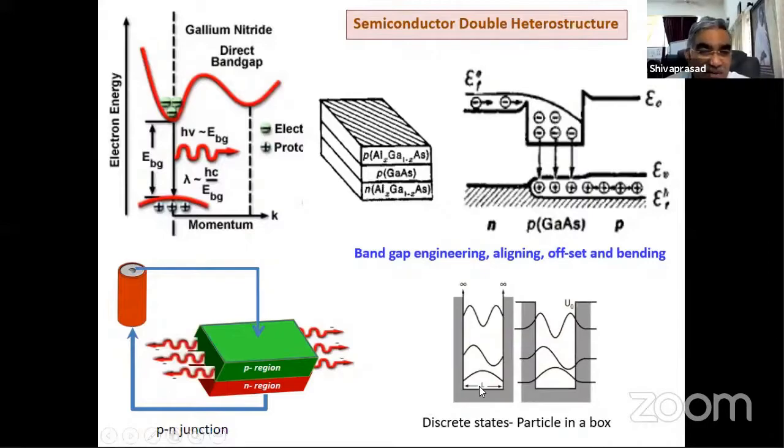It would have sat in the bottom of the box, right? It would have sat there. But the electron is not a ball, not a particle. It is a wave. And because it is a wave, it has to have a wavelength. So that means it has to have a wavelength which starts from one end of the box and ends at the other end of the box.